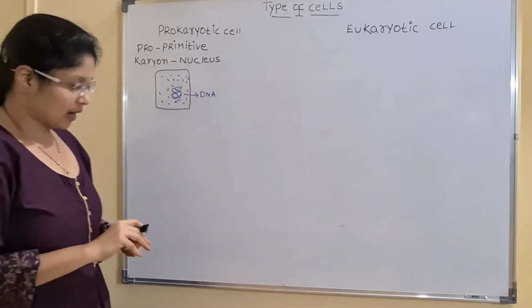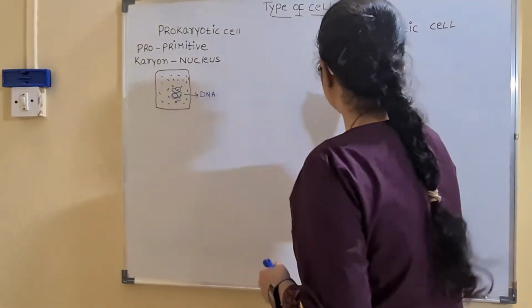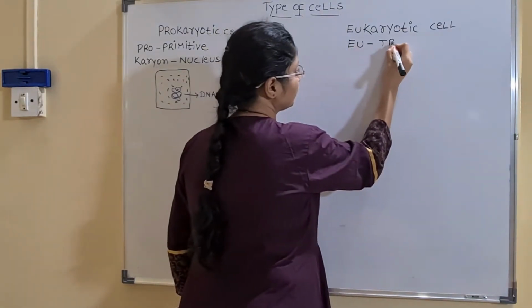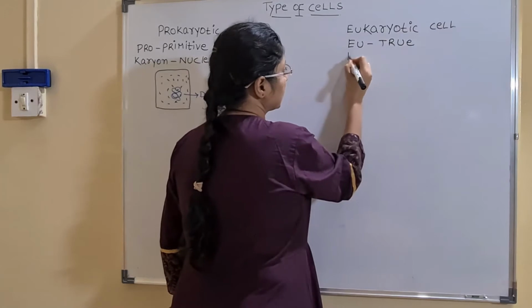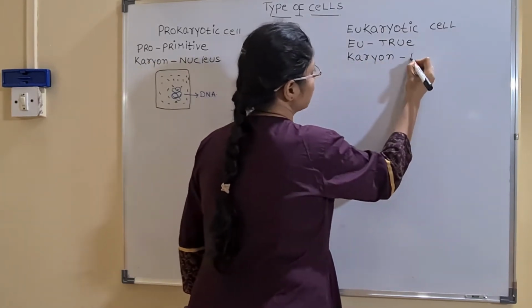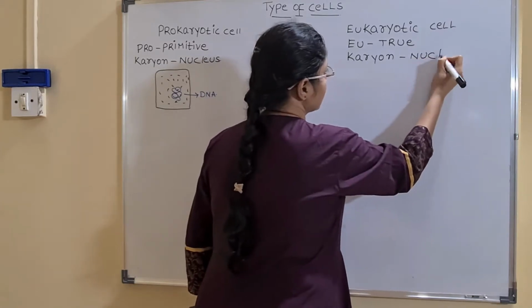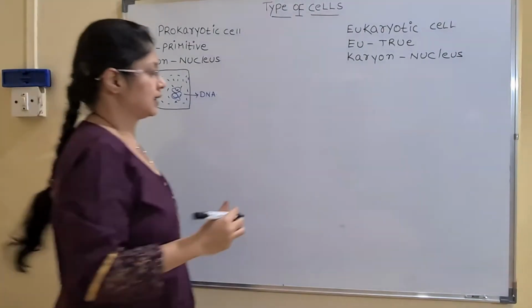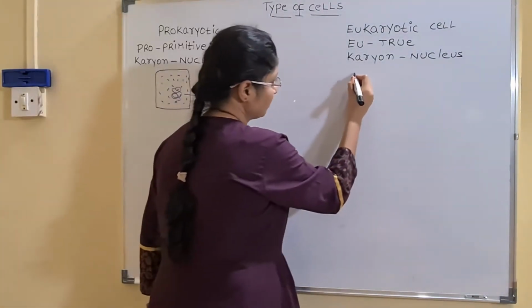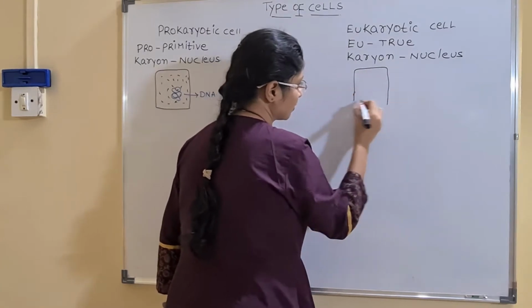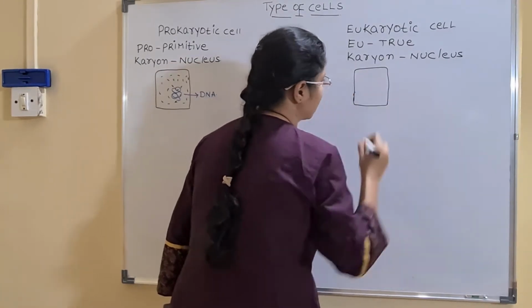And coming to the eukaryotic cell, here eu means true, karyon means nucleus, right children? Eu means true and karyon means nucleus. So if you take the diagram, a small representation to make you understand the difference.